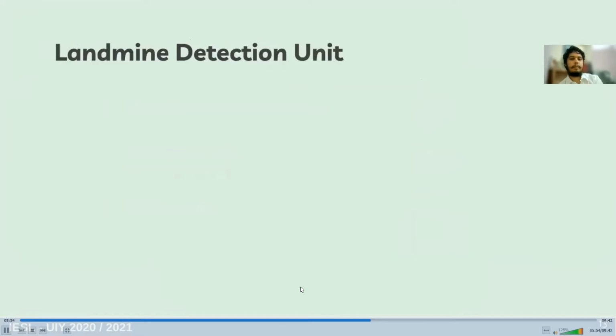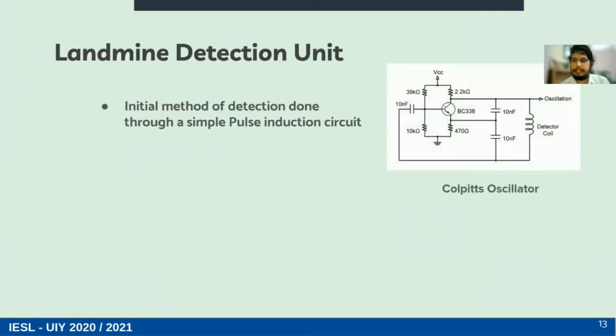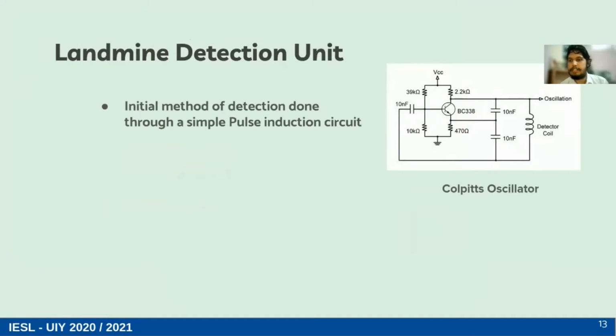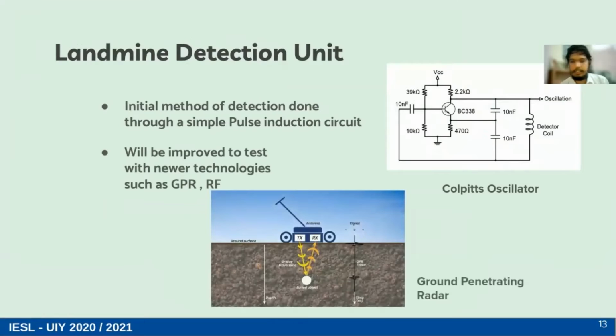The landmine detection unit. The initial method of detection is done through a simple pulse induction circuit. To be more specific, using the Colpitts oscillator circuit. Here we can change the frequency of the metal detector by changing the current through the inductor coil. Alternatively, we'll be developing as future improvements things like ground penetrating radar and radio frequency based metal detection.